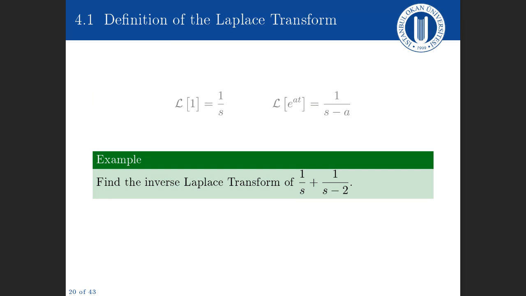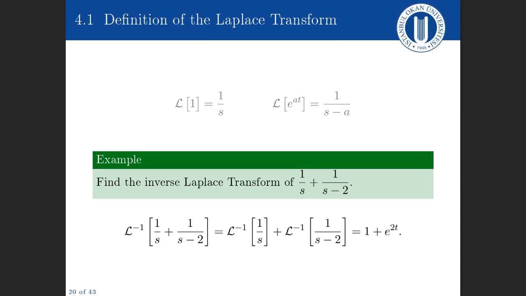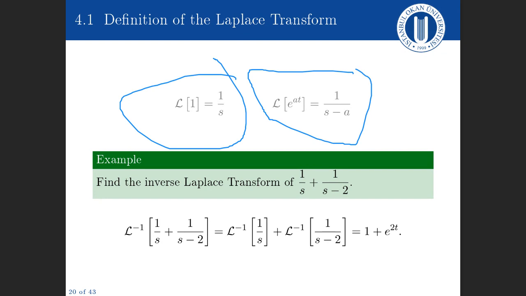Let's do another one. Find the inverse Laplace transform of 1 over s plus 1 over s minus 2. I'm going to use the fact that the inverse Laplace transform is linear to split this up into 2. The inverse Laplace transform of 1 over s. Look at the top, we know what that is. Plus the inverse Laplace transform of 1 over s minus 2. Again, look at the top, we know what that is. This is equal to 1 plus e to the power 2t.